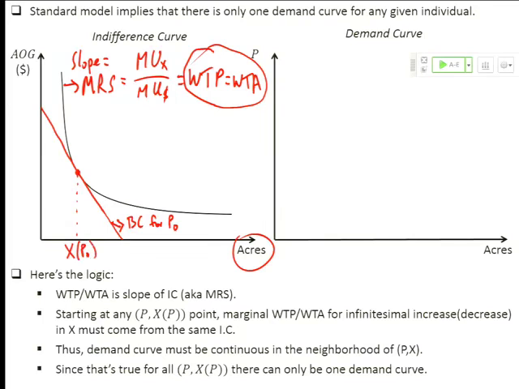And then we can go over to the second graph, and we can say, all right, let's just stick P0 on here somewhere, and we'll stick X. This is obviously not to scale, and we can just map out these 2 points. Okay? And that gives us a point on a demand curve. That's where the demand curve comes from in the standard model.